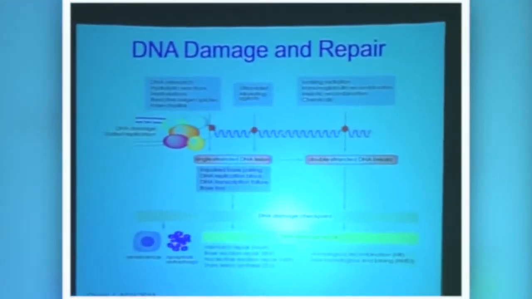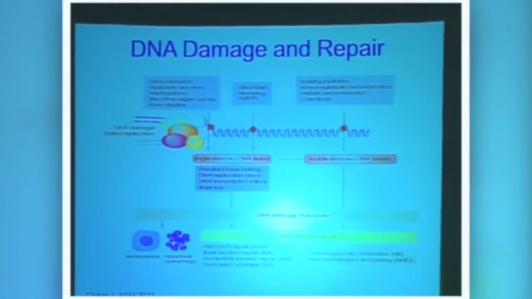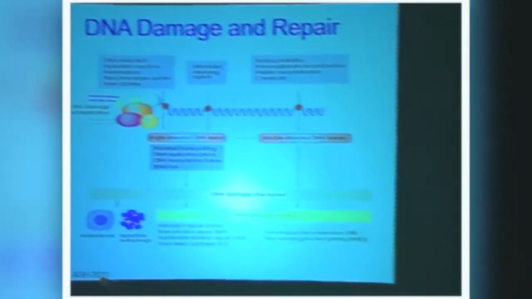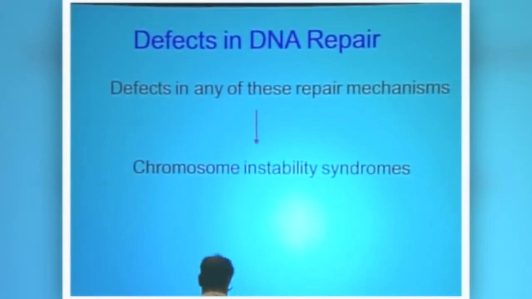All right. So we know that our DNA is constantly damaged every day, whether it's ultraviolet light, radiation, pathogens, anything. And in our body, there are mechanisms that are set in to repair these things, as shown here. There are DNA damage checkpoint and DNA damage repair mechanisms. And when these don't work, if there are defects in any of these repair mechanisms, then what results is chromosome instability syndrome. And Fanconi anemia is one of these syndromes.